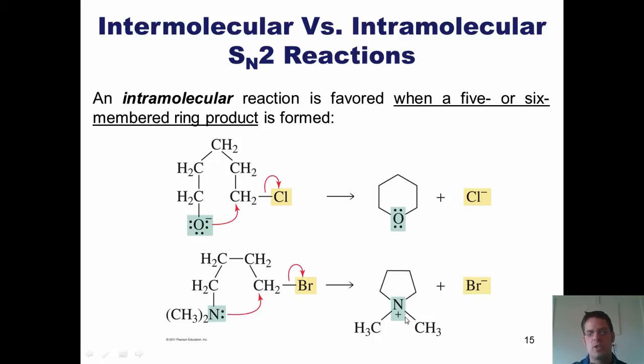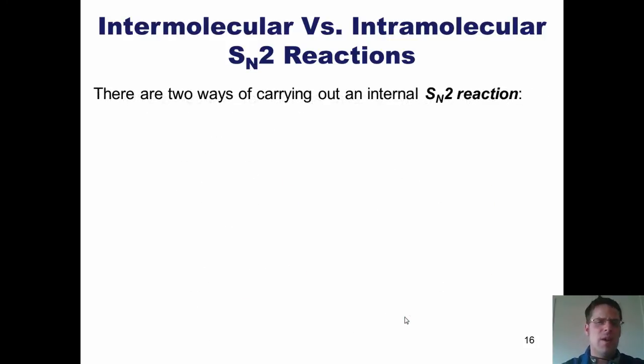Note that this nitrogen, which is positively charged, still has a full octet. The reason that it's positively charged is because it has 4 bonds, which is more bonds than nitrogen wants to share in a neutral form. Now, if you want to carry out an internal, which is another way of saying an intramolecular SN2 reaction, there are 2 different ways of doing it. These are reaction conditions that I require you, my students, to memorize.